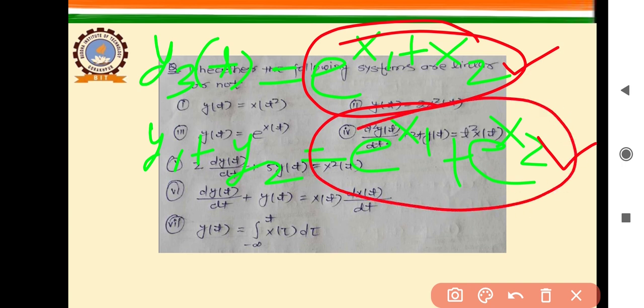It means that the given system does not follow the law of additivity. So the given system is a non-linear system. We do not have to go for the testing of homogeneity of this system. It is a non-linear system.